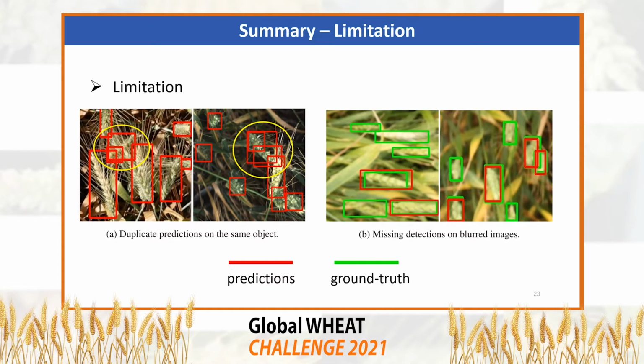Although our solution achieves promising results, there still exist limitations. For example, our model attempts to predict duplicate boxes on the same objects, which leads to false positives. Also, the blurred images may cause detection failure.